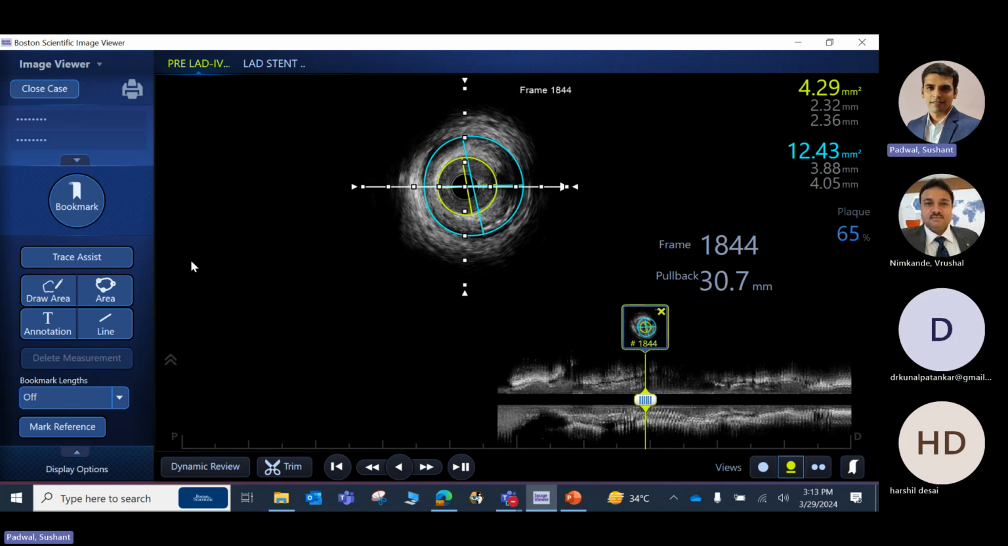Yes, Kunal sir and Harshil sir, in the next session, I'll try and explain all the tools which we can use in the IVUS system as well as in your laptop image viewer. 90% of the things are similar, with a few tweakings which I'll explain. Apart from that, the next presentation is on image interpretation: basics of a grayscale image, how to identify intima, media, and adventitia, and the three basic plaque morphologies which you can identify in IVUS.